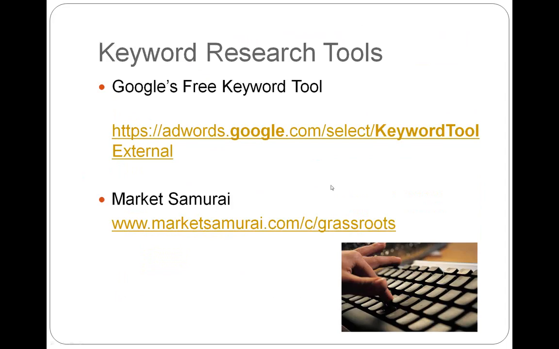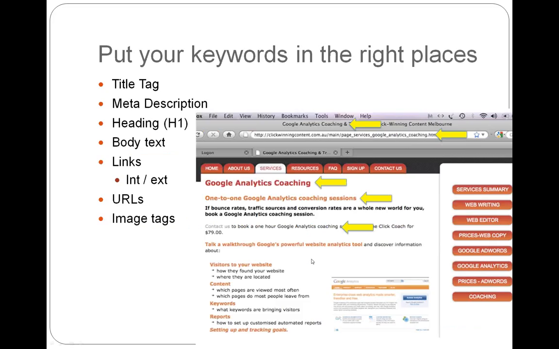If you wanted to do some keyword research, Google's got a free tool available. Just search on Google free keyword tool. And another tool that I use every single day is called Market Samurai, which makes it really easy to select the words that you want to optimize for and find out how competitive they are. If you do want to go ahead and give Market Samurai a try, I really recommend watching the videos first so you can understand what all the information means.